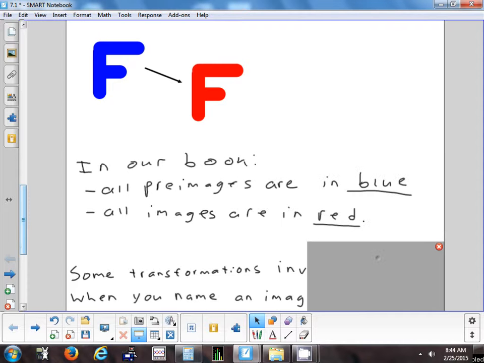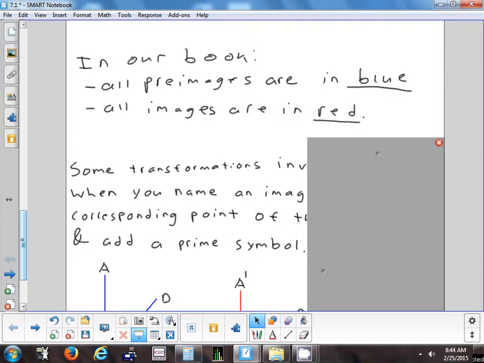Okay, and the way that I drew all those is exactly how your book will do it. Pre-image is in blue, image is in red. Now sometimes we have multiple transformations. Like, we're not going to get into it here, but you do a rotation and then you reflect it. So you do 2 things. I think when we start to get into multiple ones, they use blue, red, and green. Okay, but the color doesn't matter. So if you look at a different geometry book, they probably use different colors.